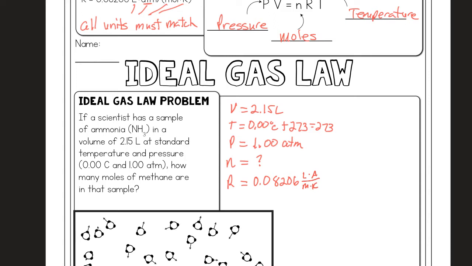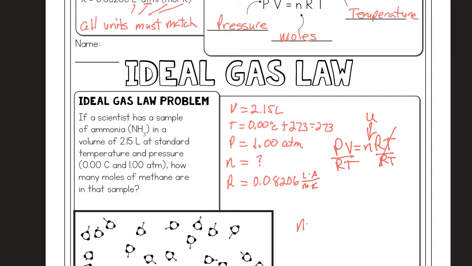The formula I'm going to use is PV equals nRT. In this case, the N is my unknown, so I need to get it by itself and isolate my variable, which means I need to get rid of the R and the T. So I'm going to divide by them to get rid of them. If I do it to that side, I'm going to need to do it to this side, which means the formula that I'm going to substitute into is PV divided by RT equals N.